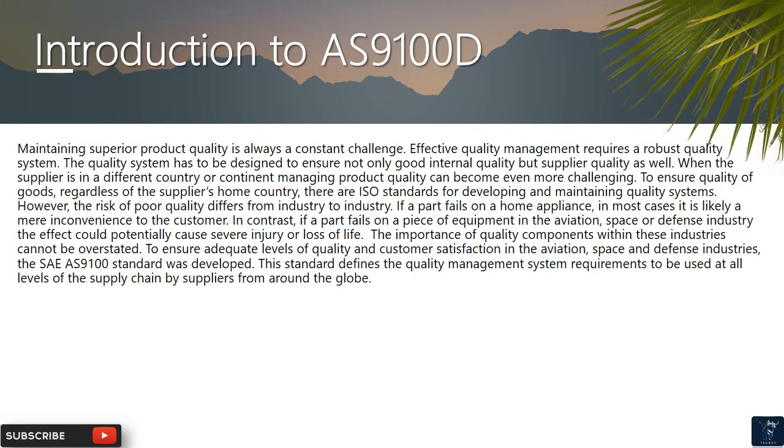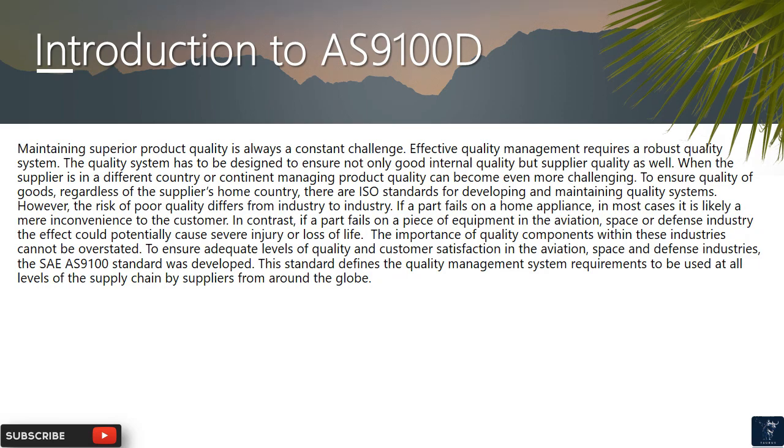Introduction to AS9100D. Maintaining superior product quality is always a constant challenge. Effective quality management requires a robust quality system. The quality system has to be designed to ensure not only good internal quality but supplier quality as well. When the supplier is in a different country or continent, managing product quality can become even more challenging. To ensure quality of goods, regardless of the supplier's home country, there are ISO standards for developing and maintaining quality systems.